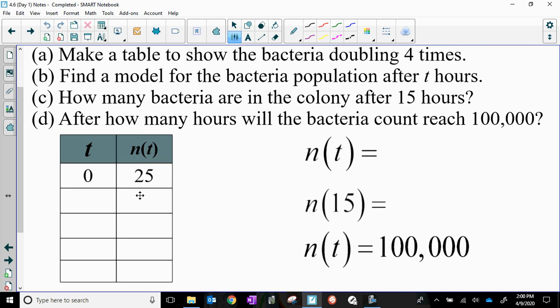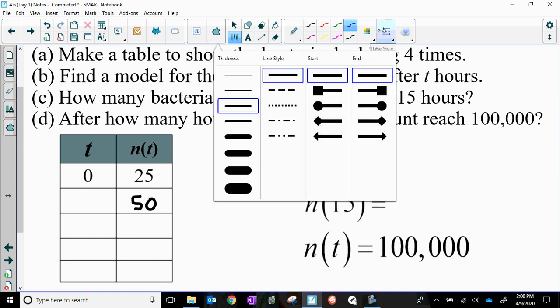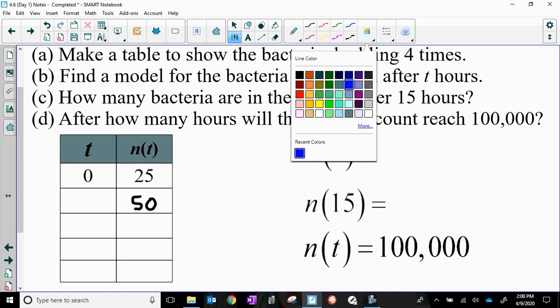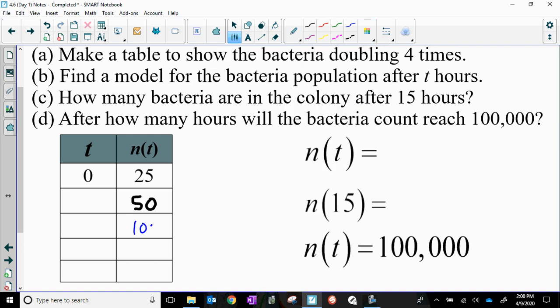So if we double the first time, we're going to have 50 here. And then it doubles to 100, then doubles to 200, then doubles to 400. Okay, so that's the first thing we're going to put in our table, the doubling.